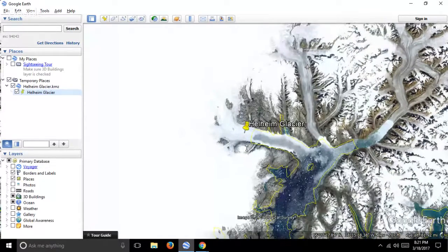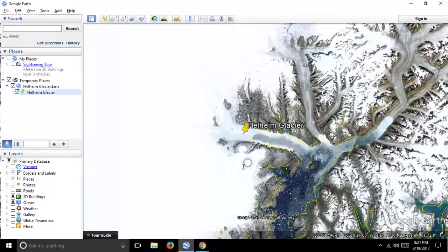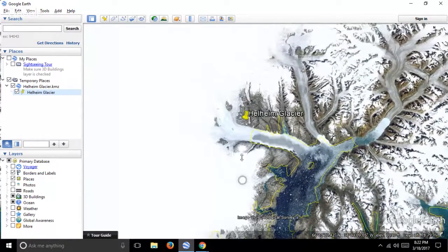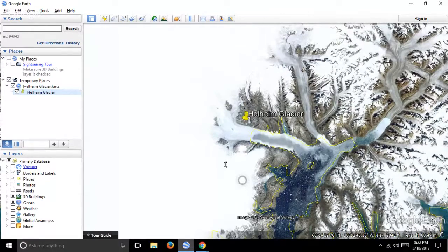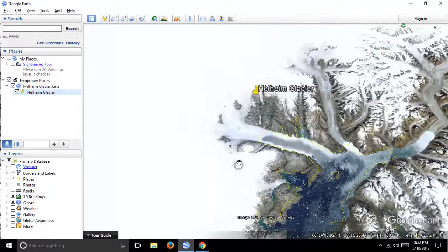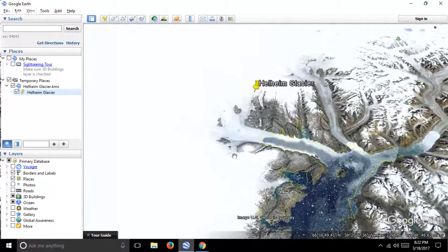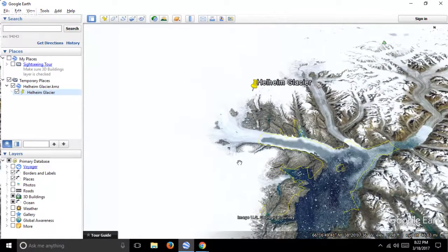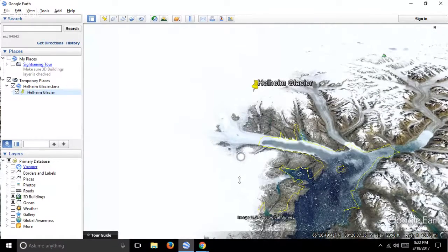Okay. So here it is. It looks like it's right on the ground, right? Why isn't this working? I hate computers today. Sorry. No worries. Every time I try something, it just gives up. Okay, so you see what's happening? The pin for Helheim Glacier is up in the middle of the air. Like half a mile up in the air.